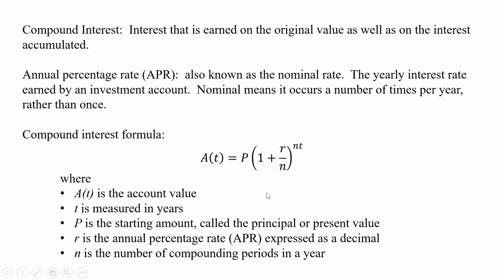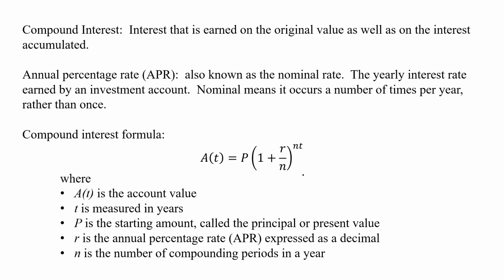All right, compound interest. Well, that's interest earned on the original value as well as the interest accumulated. Now, some things we need to know. APR, well, that's also known as our nominal rate of interest, and the yearly interest rate is earned by an investment account.